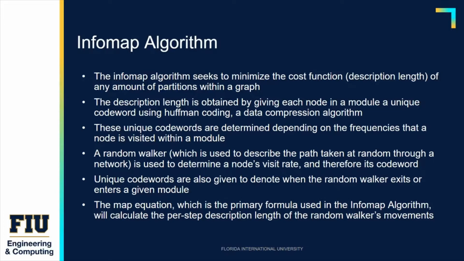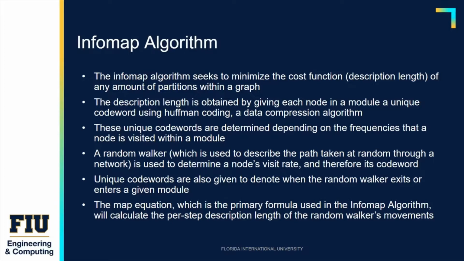And how do we determine how many times a node is visited within a module? That would be a task for a random walker, which is used to describe the path taken at random through a network. What I mean by that is, imagine a random walker in a graph. There's a graph of 25 nodes, for example. If you have a random walker starting at any of the given nodes in a graph, say there are 4 nodes connected to that one node where the random walker is at, there's a 25% chance to visit each of the nodes, or any of the nodes, I should say better.